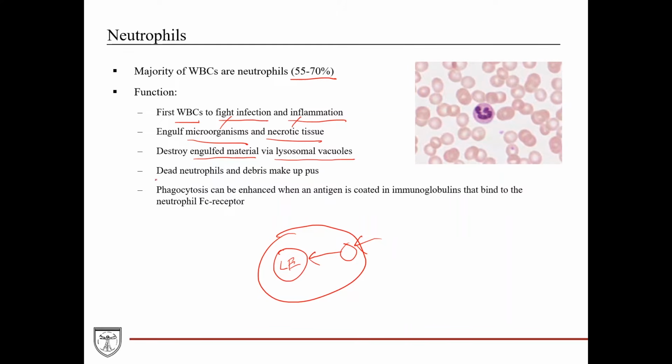One thing to keep in mind is dead neutrophils and debris make up pus. So if you have a laceration on the skin and you notice that it has a bunch of pus, that's actually these dead neutrophils with their engulfed debris. And just something to keep in mind here is phagocytosis by neutrophils can actually be enhanced when an antigen is coated in immunoglobulins that bind to the neutrophil Fc receptor.